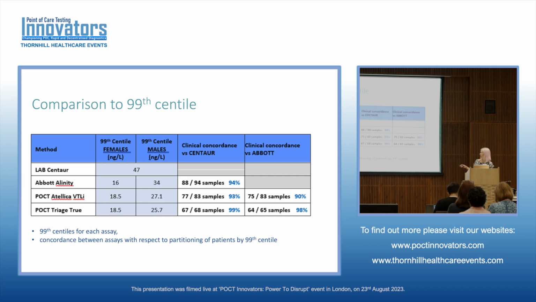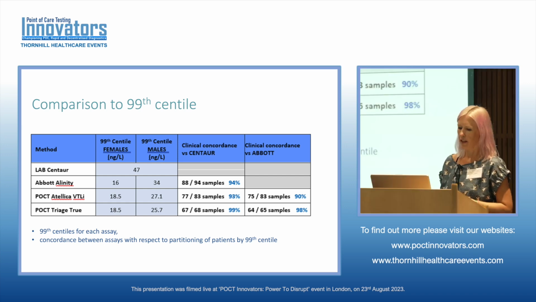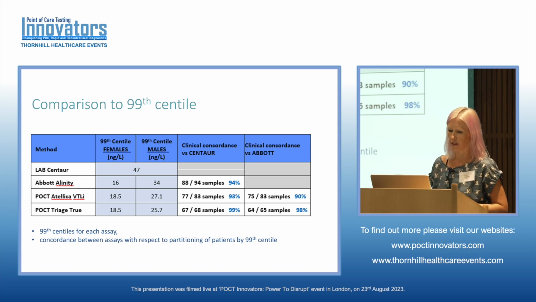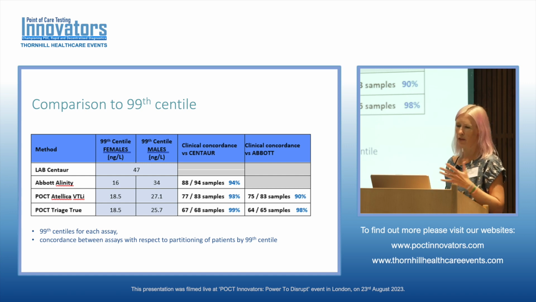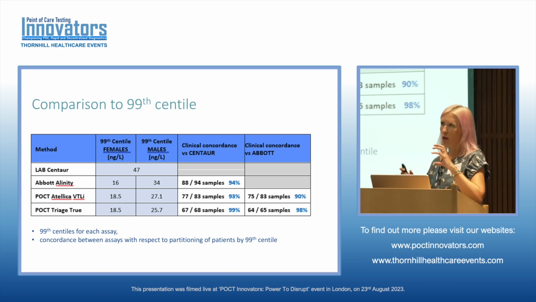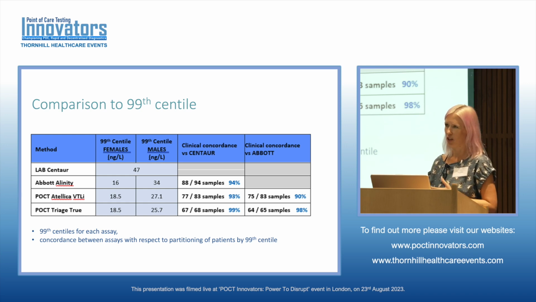So the first way to look at it was comparing to the 99th centile. So what I've given you here is the 99th centile for the test. At that time, the lab was using a single 99th centile for the Centaur test. They're now on the Abbott Alinity, as I said, so they've got a male and a female 99th centile. And then the Italica and Triage, these are the manufacturer's 99th centiles. These are clinical concordance versus the Centaur, because that was of interest at the time. So it's the Alinity, Italica VTLI and Triage True on the same side of the 99th centile as they are for the Centaur. Does that make sense?